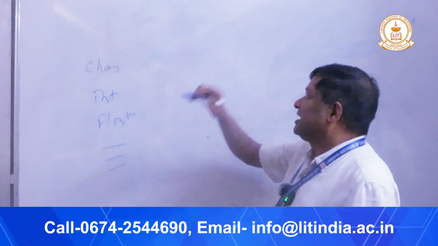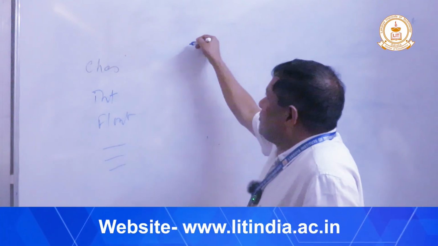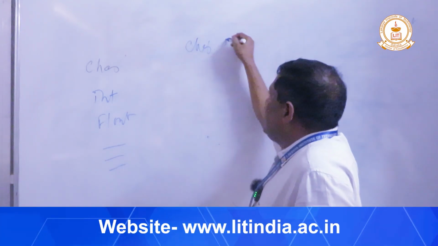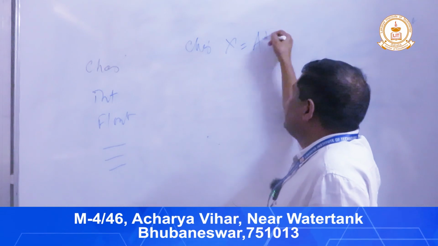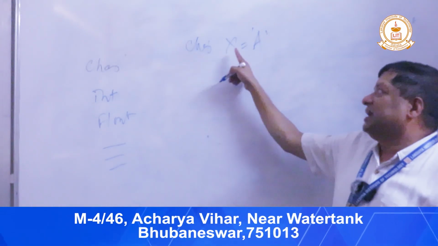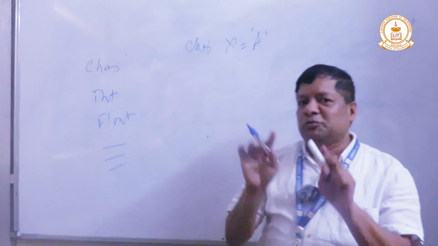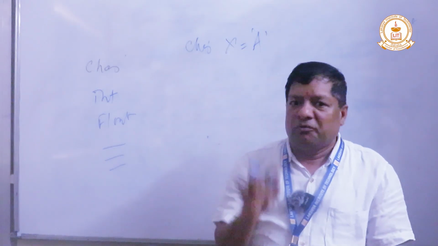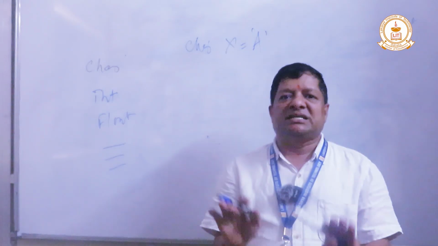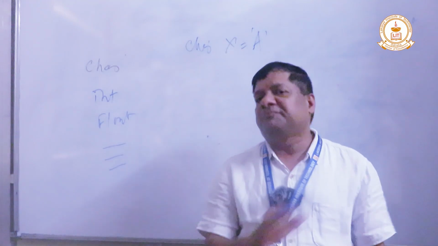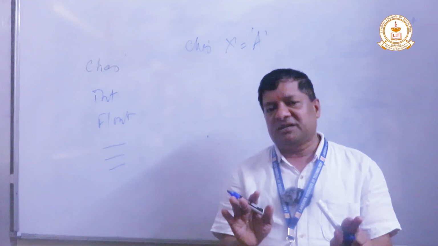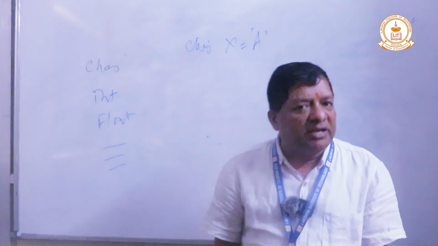First is character. In your programming language, you write character x is equal to, suppose, 'A'. This x is a variable, 'A' is a constant. Before learning how data is organized in memory, remember one thing: every data is stored in memory in a binary format. 100%.